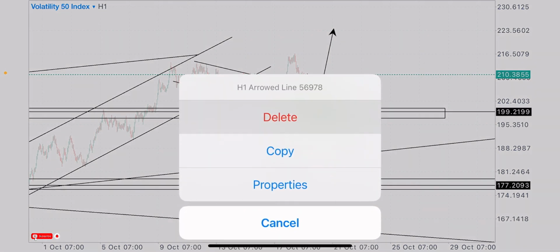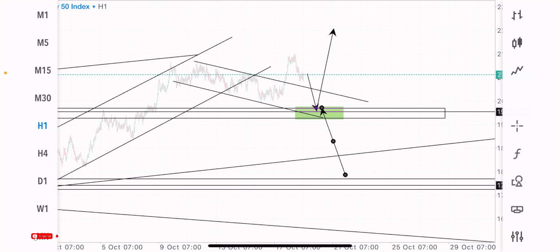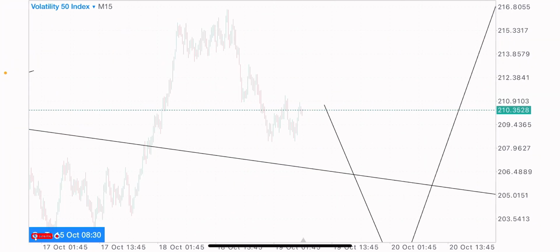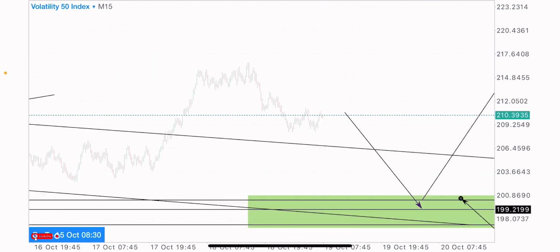That's my analysis, basically price action. And the larger view from the weekly time frame, not the 1 hour time frame. The 30 minute time frame is the same as well. The 15 minute time frame, right? It's looking good too. So that's my view.